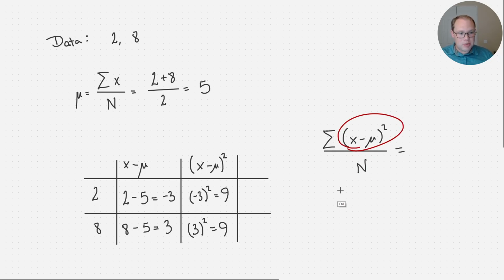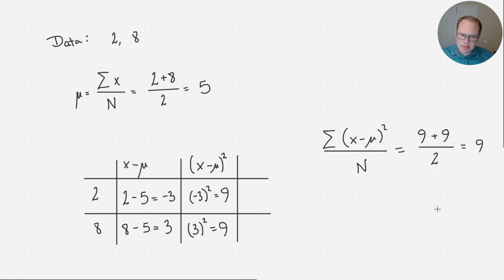So the x minus mu squared, we calculated them. The first one, the one that corresponded when x is 2, is 9. And when x is 8, it's also 9. So not very interesting. They're the same. They won't always be the same, but very boring in this case. So we add up our little squared deviations, 9 plus 9, and we divide by how many there are. There's 2 total, right? We have 2 data points. So 9 plus 9 over 2, that's 18 divided by 2, which is 9. Okay?